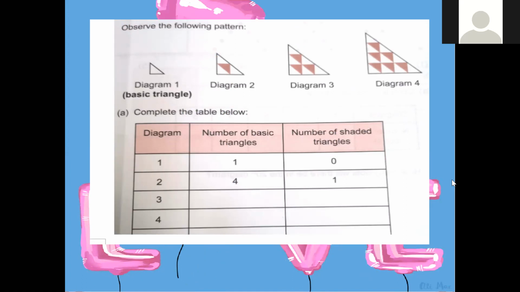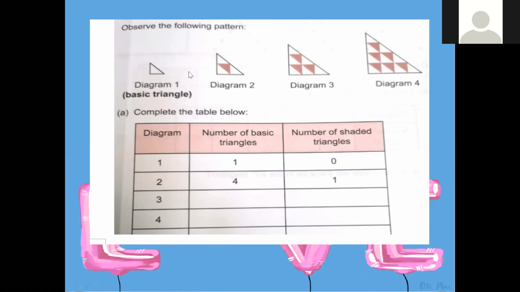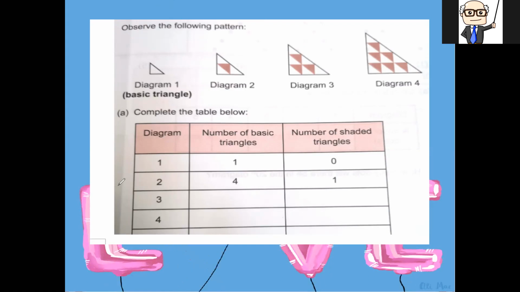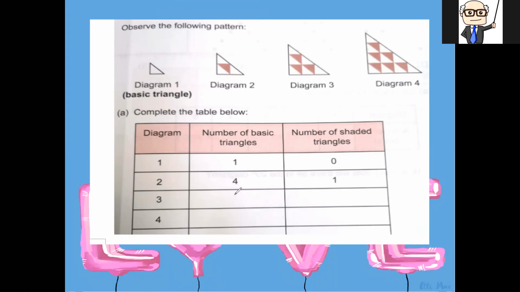Yes. Okay, can you tell me what's the meaning of number of basic triangles? That means how many triangles are there in a diagram? So including what kind of triangles? The white one and also the colored one, right? Yes. So can you tell me pattern 3, how many are the basic triangles? 9. There are 9. And then what about the number of shaded triangles? 3. 3. Now, is there a pattern there that we can learn?